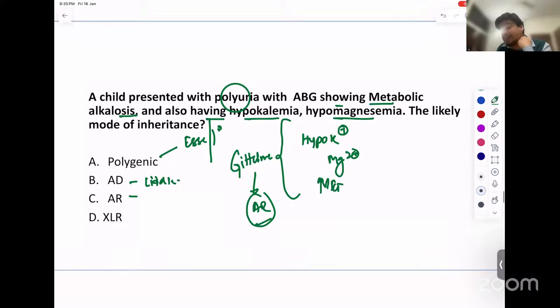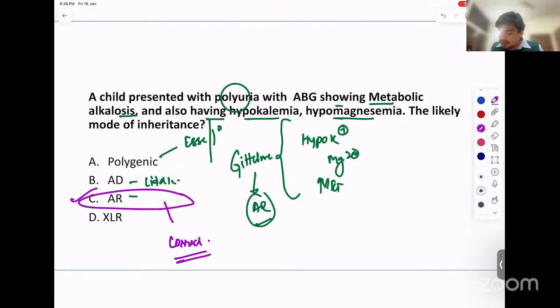Gitelman and Bartter, they tend to have autosomal recessive inheritance. So the answer is going to be option C. Option C is the correct answer because this is resembling what? This is resembling Gitelman. Gitelman is autosomal recessive.